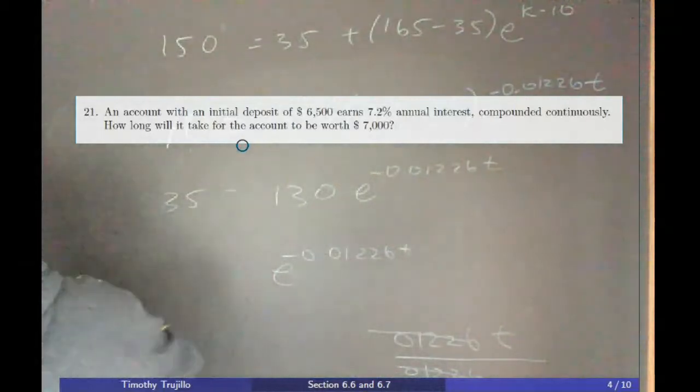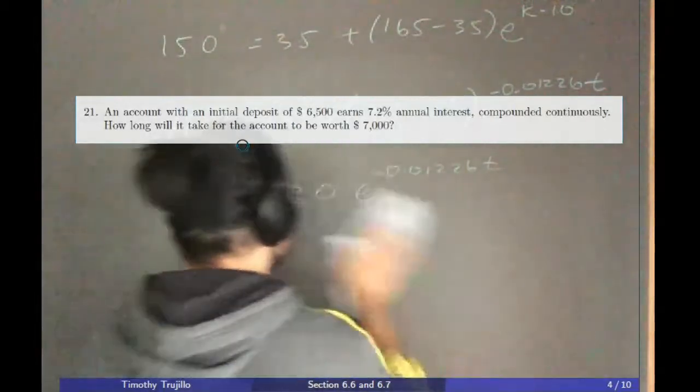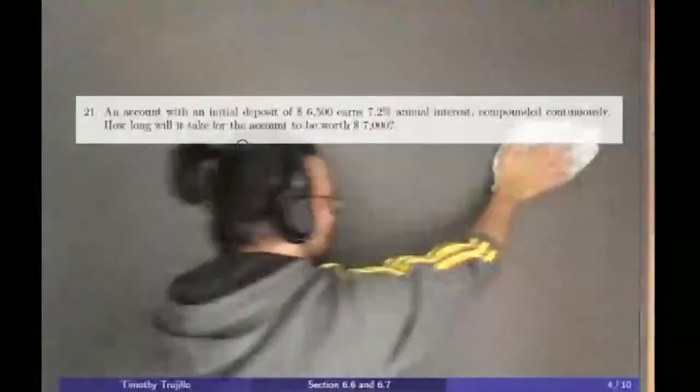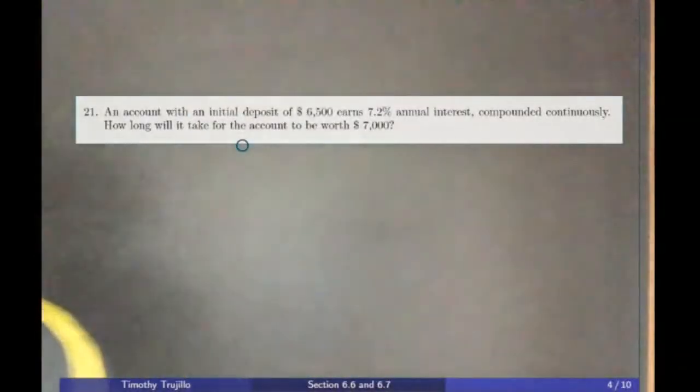So something like this could show up potentially on a final exam, and certainly on the sample exam. So let's go through and talk about this one.